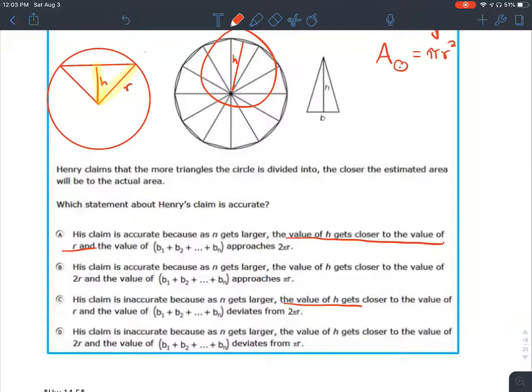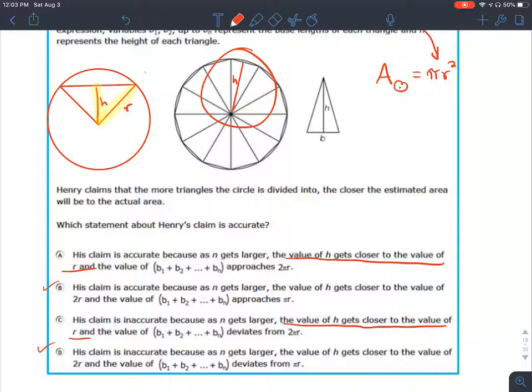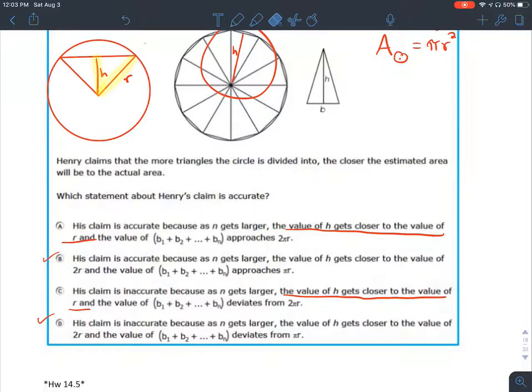This one says that as well. The other possibility says h gets closer to the value of twice the radius. That's what B and D are saying. That, to me, is insanity to say. So I'm eliminating B and D right now. Now we're down to A and C.